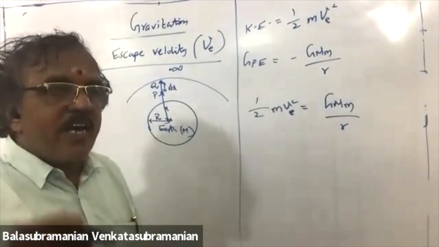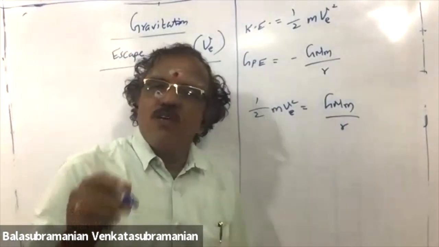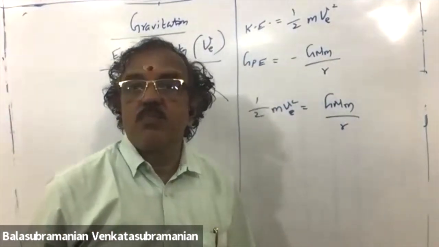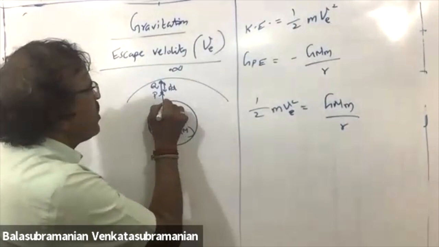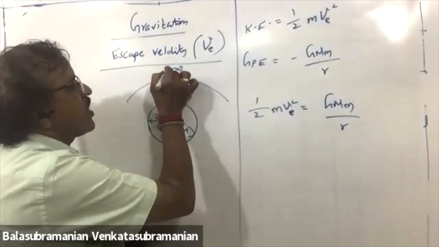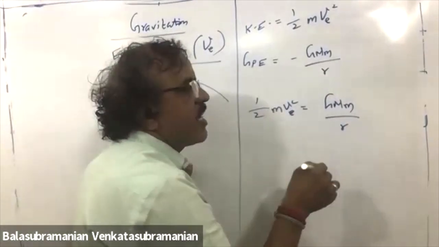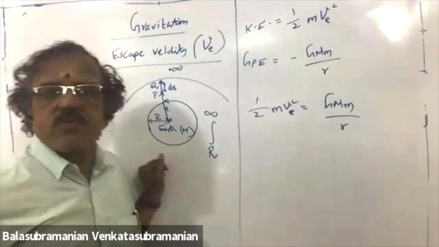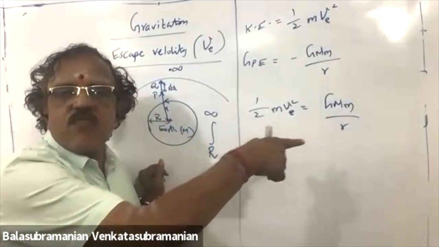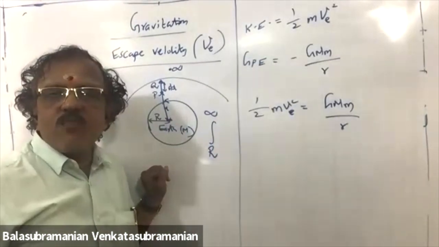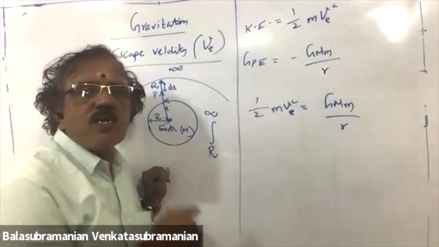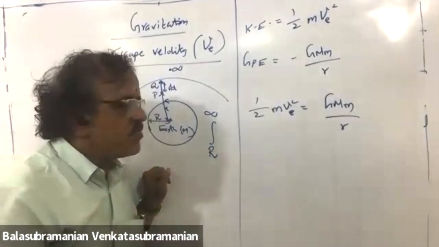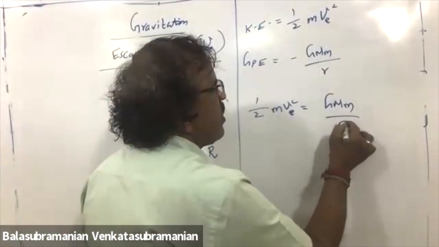No, sir. I am moving from the surface to outside, beyond the gravitational field. From here to here, I am moving. So the integration limit is capital R to infinity, unlike in our derivation for gravitational potential energy, where it was small r to infinity. We are moving from the surface of the earth, so capital R. Here also capital R.